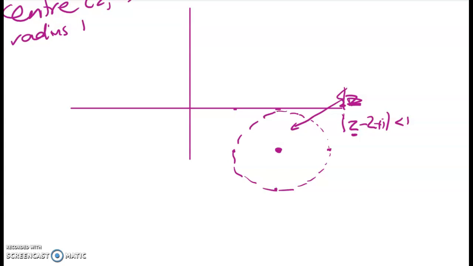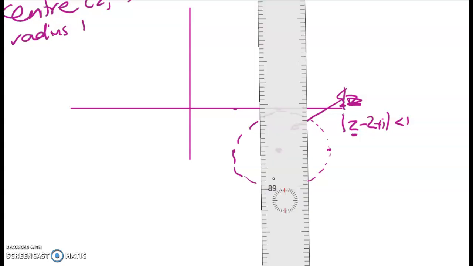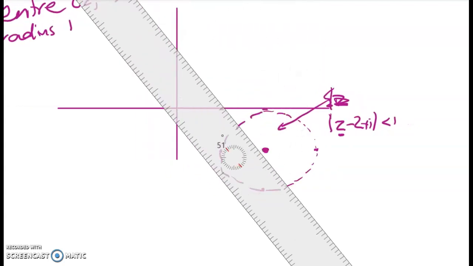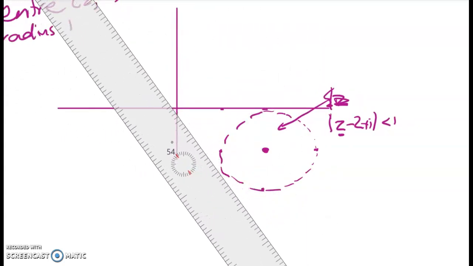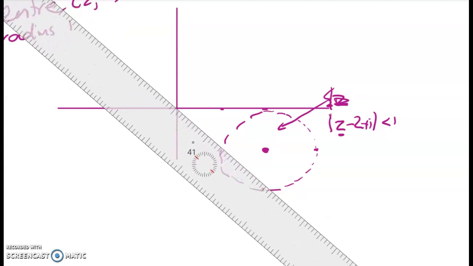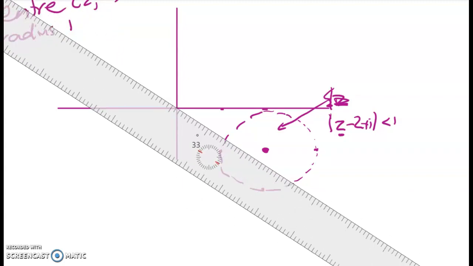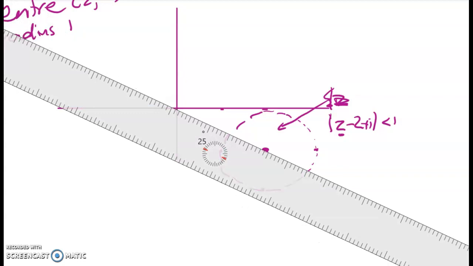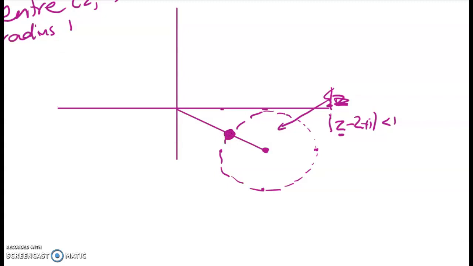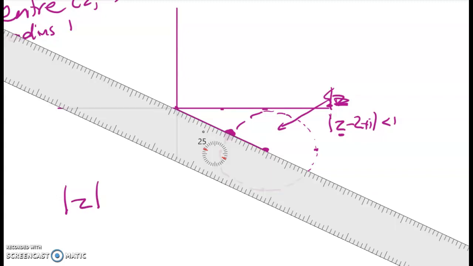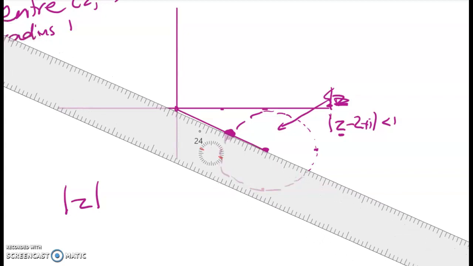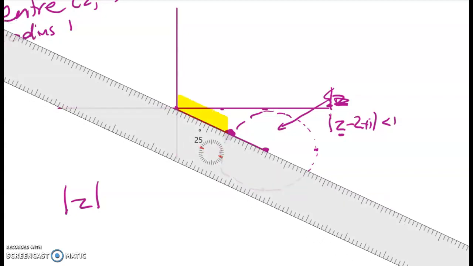And now what I want to know is what are the possible values of the magnitude? So take your ruler and just play with it and see where is the point that's closest to the origin. Looking at it like this, the point that's closest to the origin, as I swing up, I'm getting closer and closer. And the closest one is going to be this one here. That point is the one that's closest, because I'm looking for the possible values of the magnitude. And so all of the magnitudes are going to be at least as long as this distance.